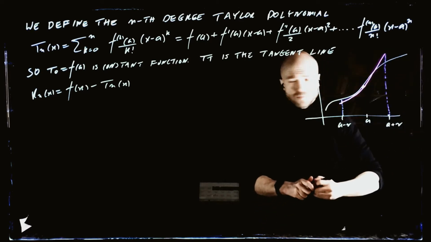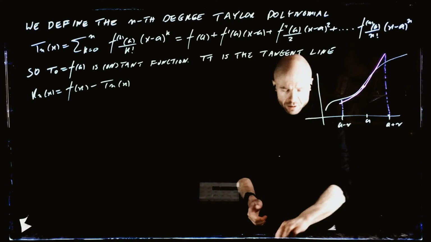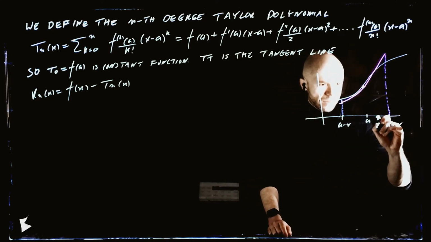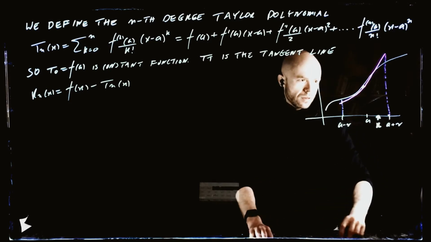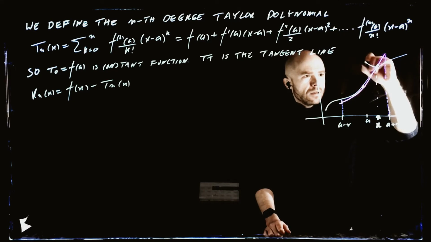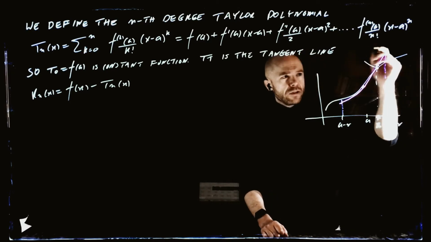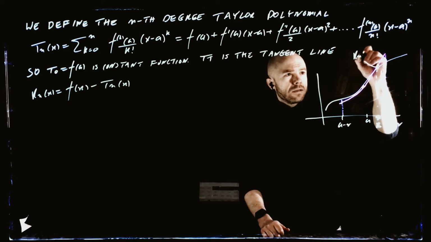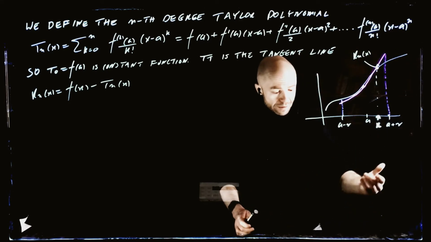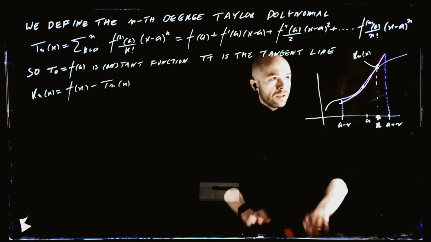Okay, so R_n(x) depends on what x we are at. Suppose we have this guy as our x, then the gap here between the function and the nth degree Taylor polynomial is our R_n, our remainder, our error.